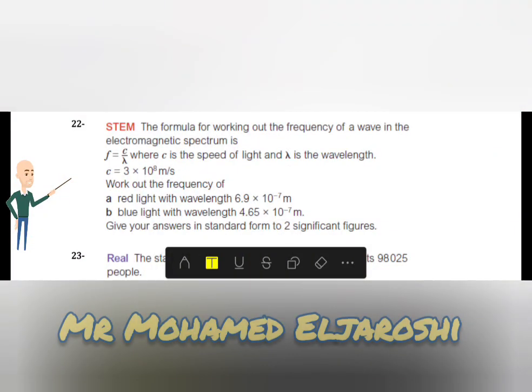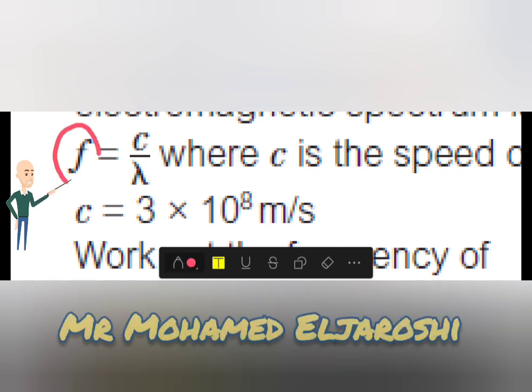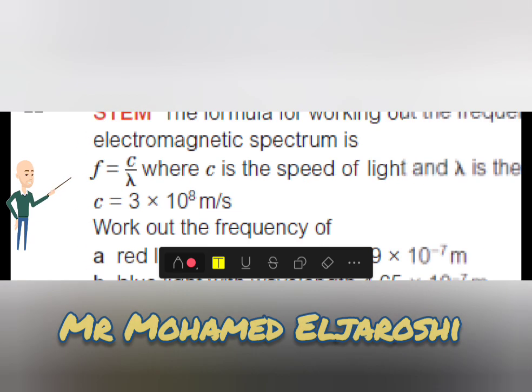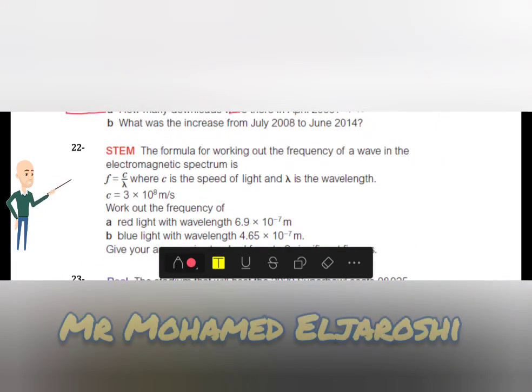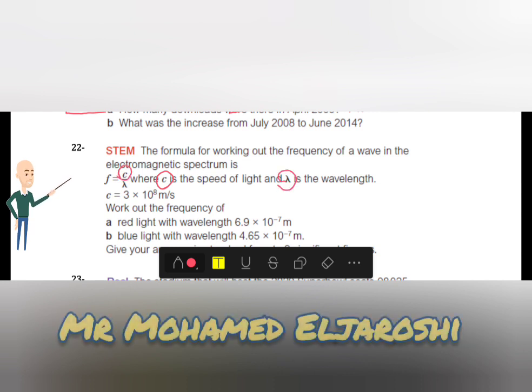22. The formula for working out the frequency of a wave in the electromagnetic spectrum is this one. It means this one is the frequency and this one is the speed. Here we have the wavelength. So the frequency equals the speed divided by the wavelength. Now, the question here says, where c is the speed, as we said, and this one is the wavelength, so speed divided by the wavelength equals the frequency.